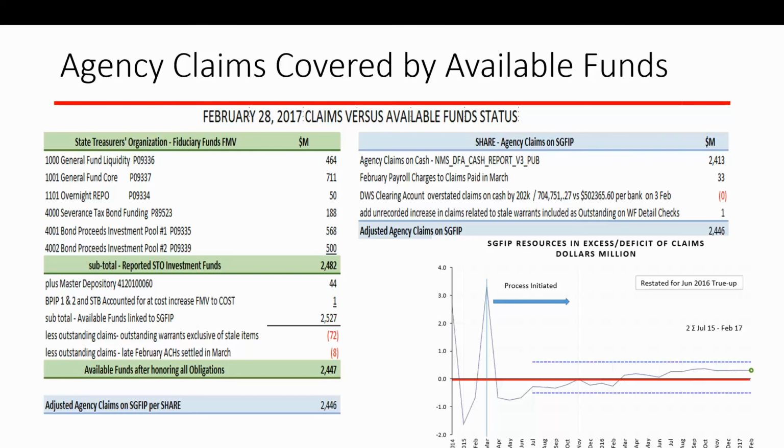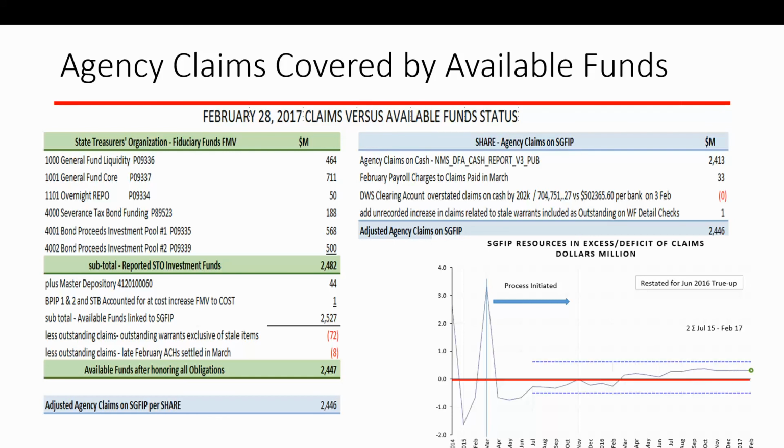There are some timing differences that we need to adjust for, such as payroll. We'll record payroll even though it won't move or it won't be paid until March, so we add that back in. And there are other reconciling differences, but very small in this particular case. So we have about $2,446,000,000 worth of claims according to SHARE.